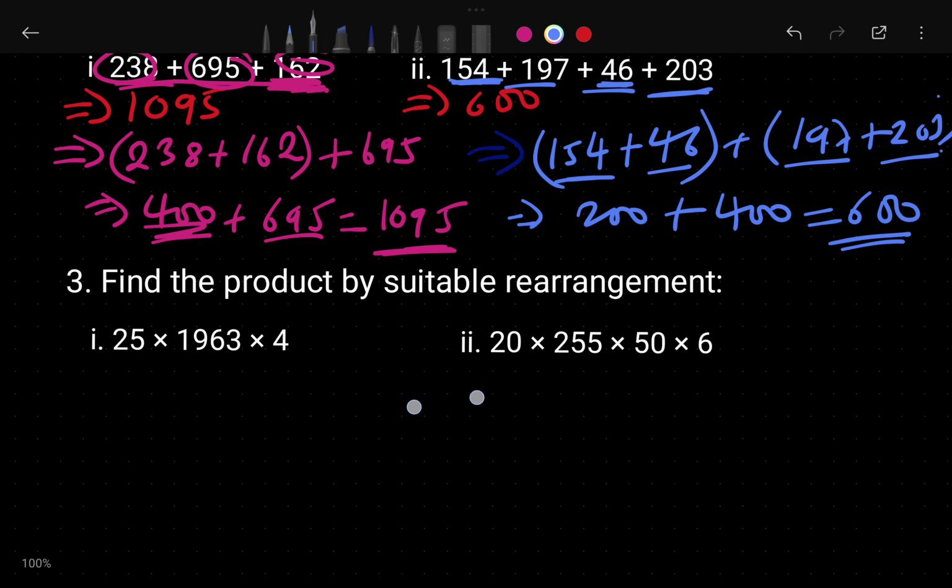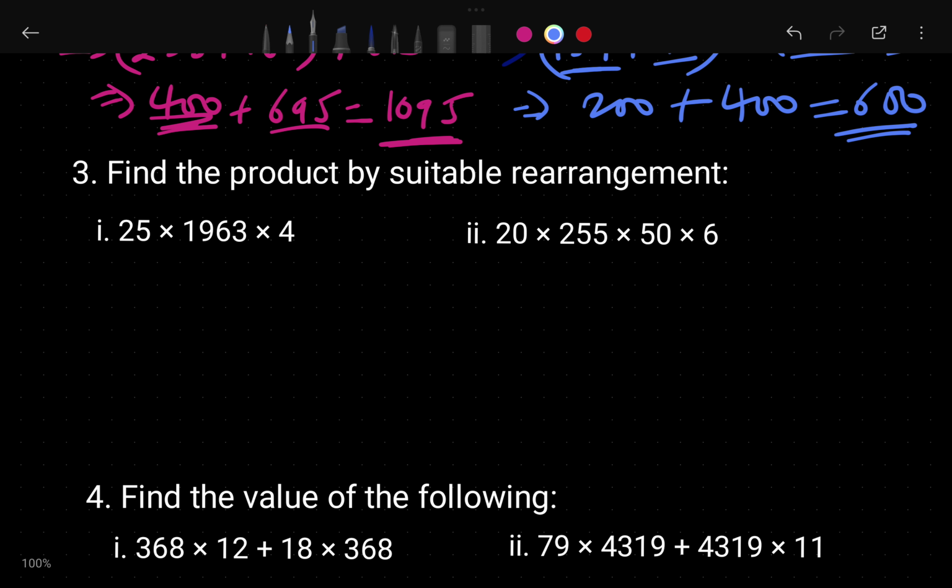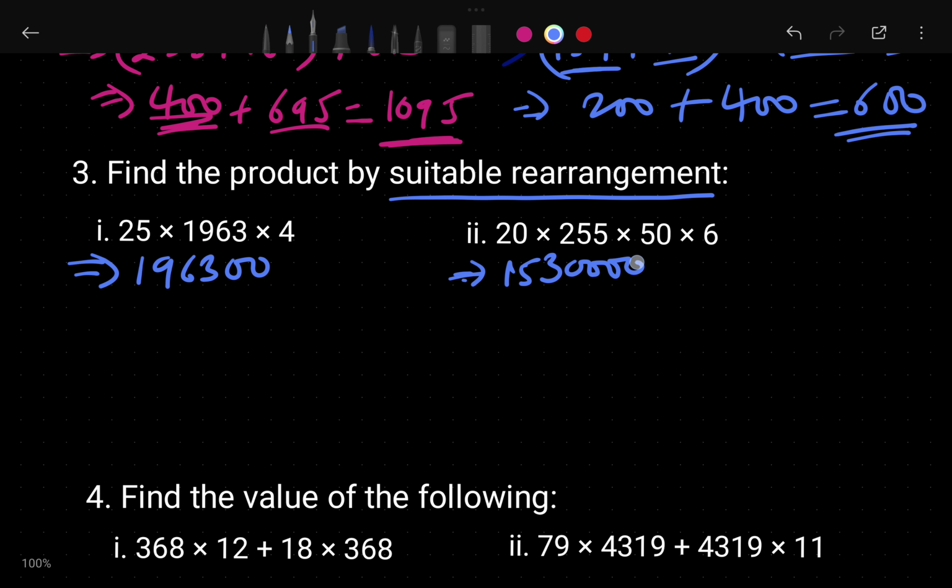So let's talk about our third one, find the product by suitable rearrangement. Same thing we have to do. If you multiply 25 into 1963 into 4, you know what your answer will be? It is going to be 1963 and 4 zeros. This is generally the direct answer if you multiply that.